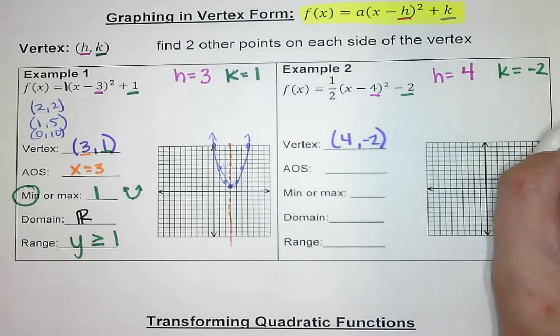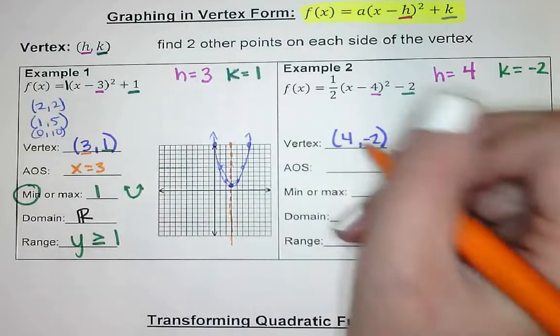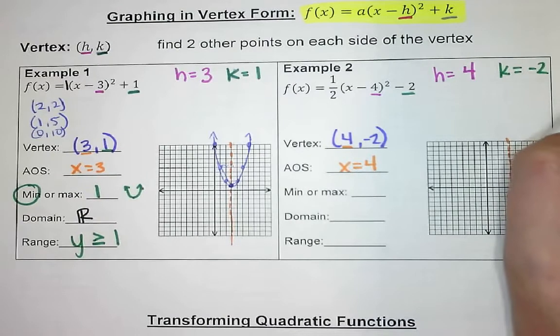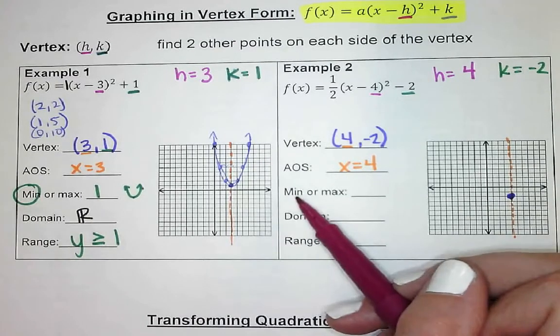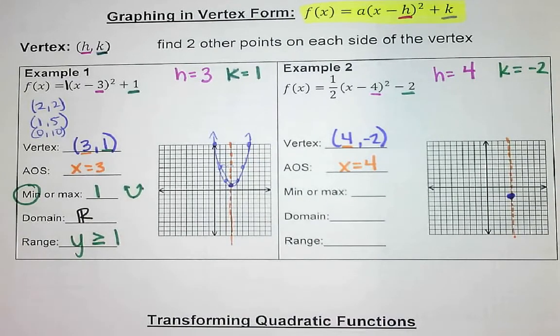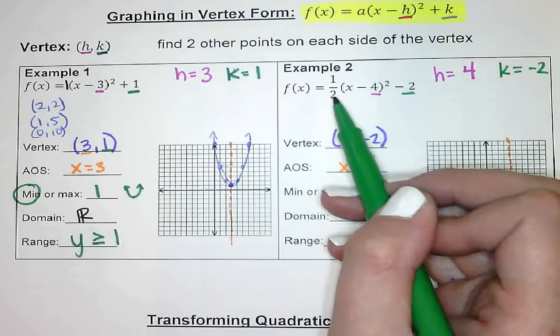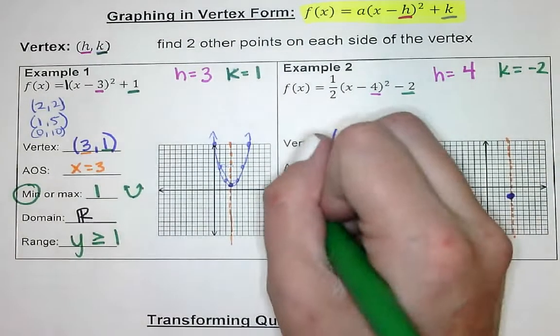So if we know our vertex, what will my axis of symmetry be? X equals 4. The equation, x equals 4. I like to draw my line so I know how to do it on either side. Okay? Is this going to be a minimum or a maximum? Is my a value positive or negative? Positive, so it's happy. So it's going to be a minimum. It makes a smiley face. So it's going to be a minimum of negative 2. So we're going to go from here and we're going to go up, all right?